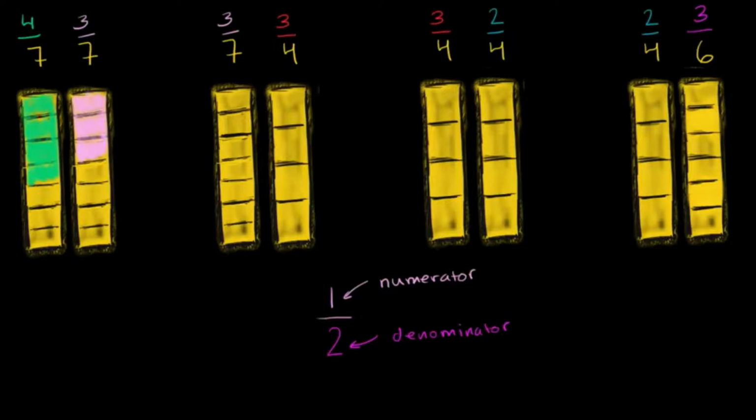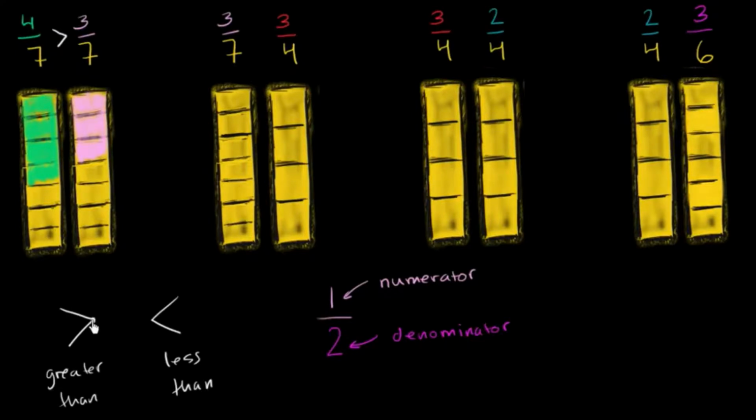And the way that we can state that comparison mathematically is with the greater than symbol. We can write 4/7 is greater than 3/7. Now the greater than and less than symbols can sometimes be confusing. This is greater than, this is less than.